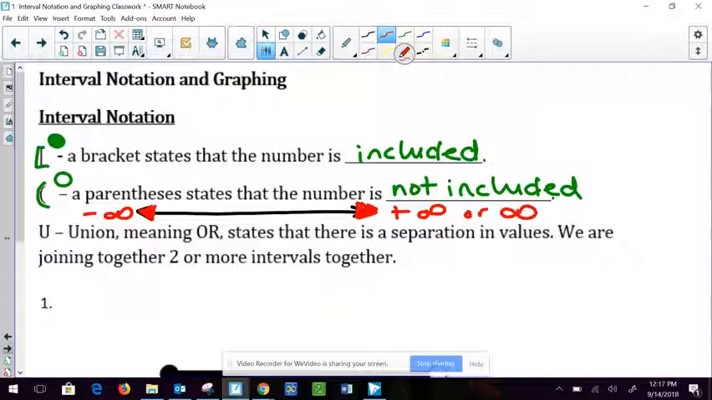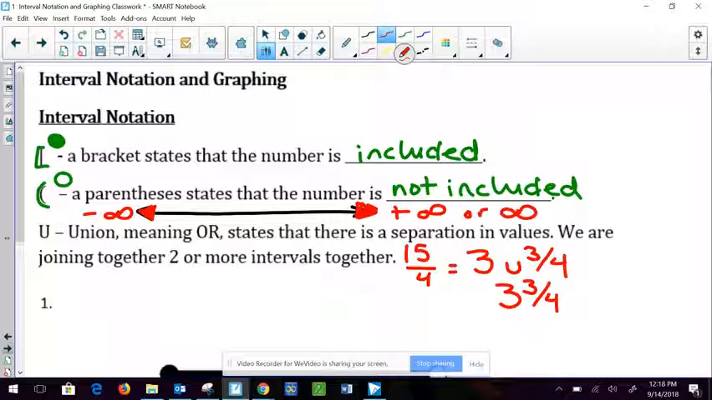The union is just referring to when you have separate interval notations that we're joining together. We're going to work more with that in the next unit. However, I will show you an example of a union. If you were to type 15 over 4 into your calculator, it would give you the answer of 3 union 3 over 4. What that means is 3 and 3/4. It joins them together. The way I like to think of it is 3 is engaging in holy matrimony with 3 over 4. They just got married.